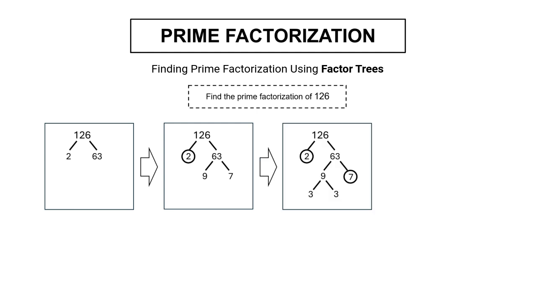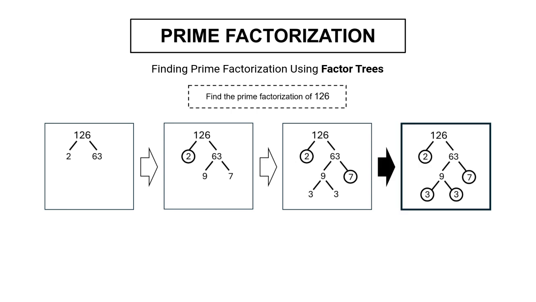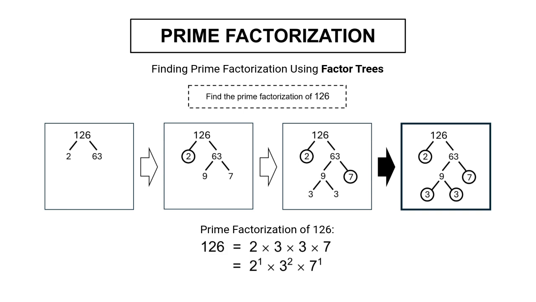Now since 3 is a prime number, both of those branches at the bottom will stop, so now your factor tree is done. Once your factor tree is finished, the prime factorization is found by just multiplying the prime numbers on your tree. So the prime factorization of 126 is 2 times 3 times 3 times 7, which is the same thing as 2 to the first times 3 to the second times 7 to the first power.